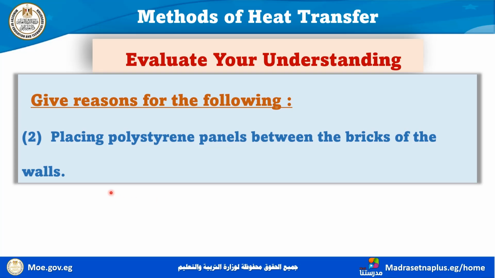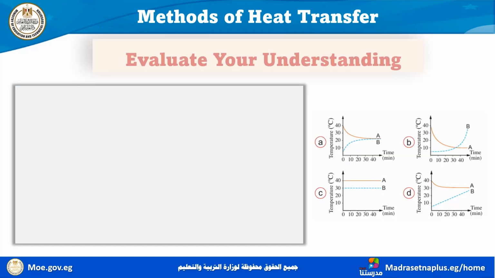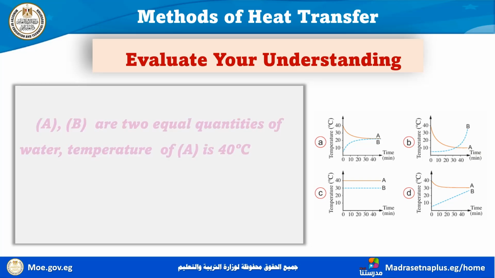Number 2: placing polystyrene panels between the bricks of the walls. Why? To insulate the walls and prevent the transfer of energy from it or to it, and so we reduce the cost of the air conditioner as we discussed in our lesson. Now our last question, evaluate your understanding.